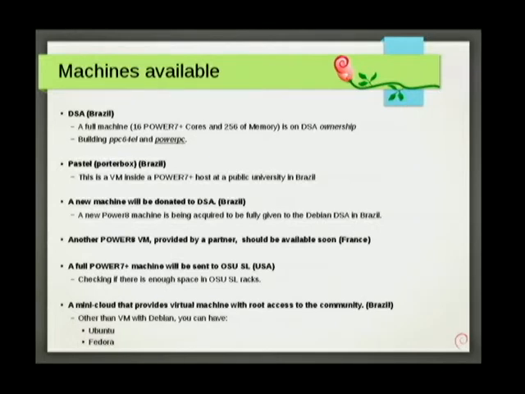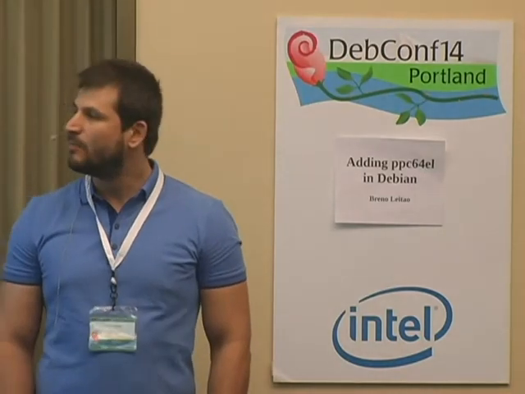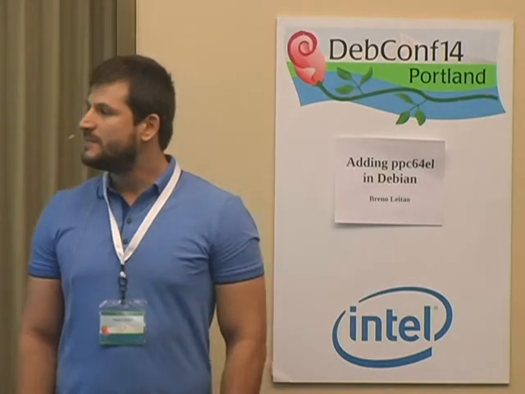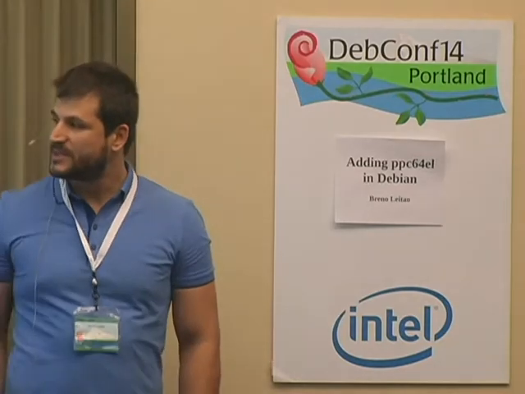On another machine we have a VM that is called Pastel, that is the Porter box. So anyone can log in to this machine and do development and tests. We have the capital approved, and we are buying a new Power 8 machine that is going to be donated to DSA as well. This machine is going to be in Brazil, which means that we are going to have 2 full machines for Debian, one Power 7 Plus, one Power 8, and also some VMs.